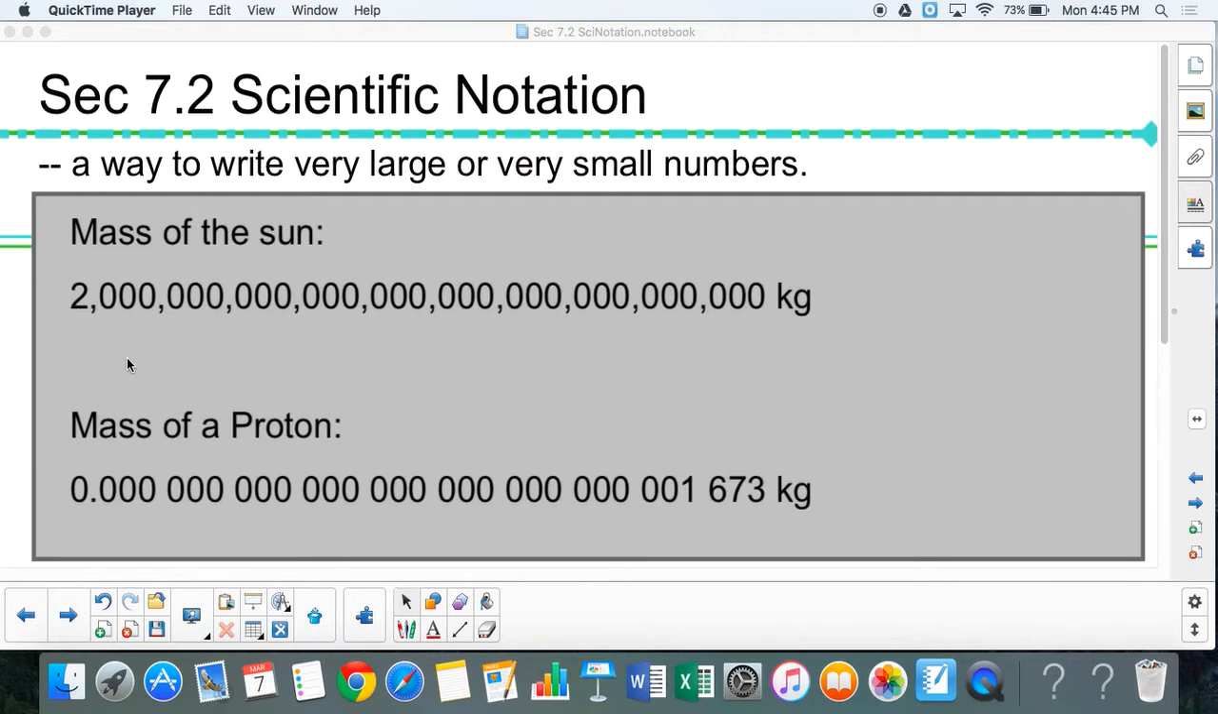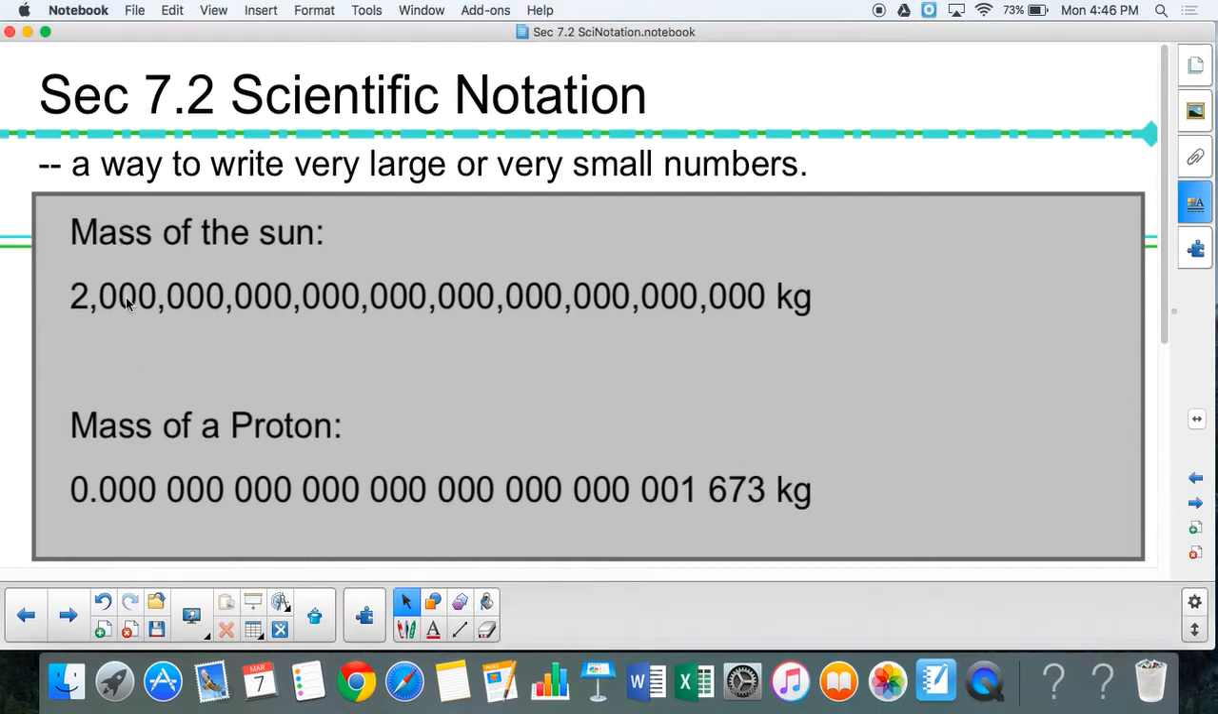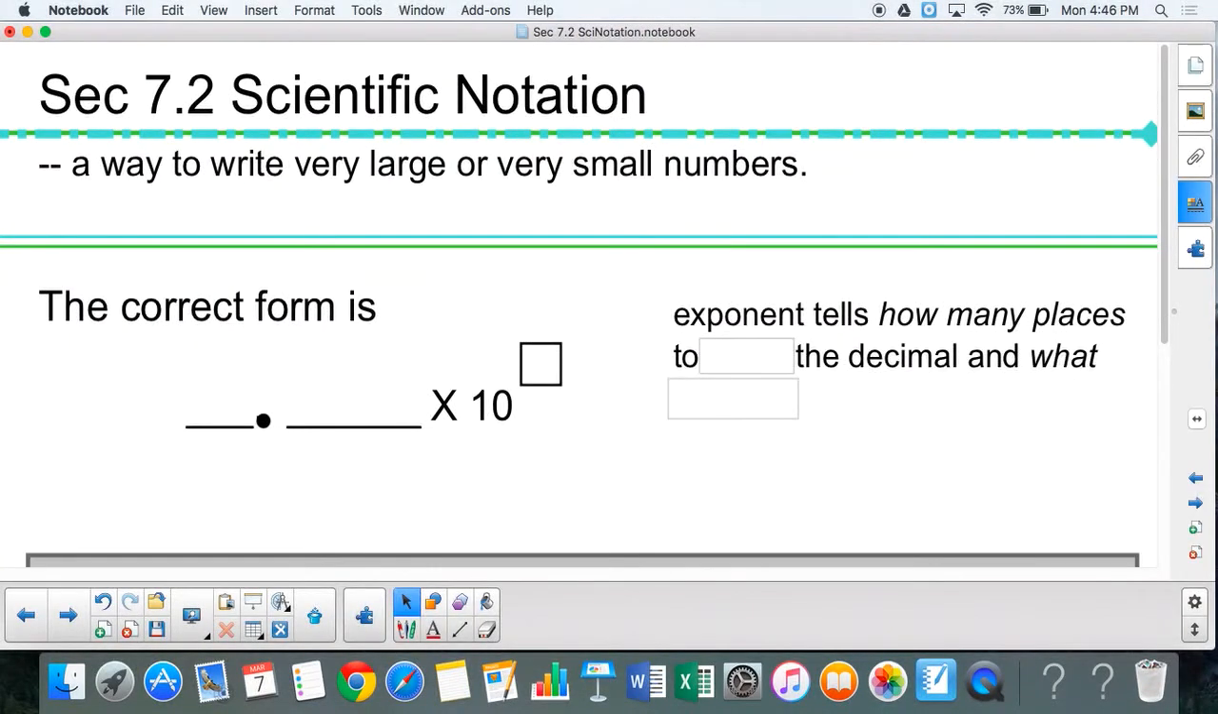The mass of a proton is a very small number, 0.26 zeros, and then 1673 kilograms. Again, a very small number, takes a lot of space, takes a lot of time to write. So scientific notation will simplify this. It makes it easier, quicker, takes up less room.